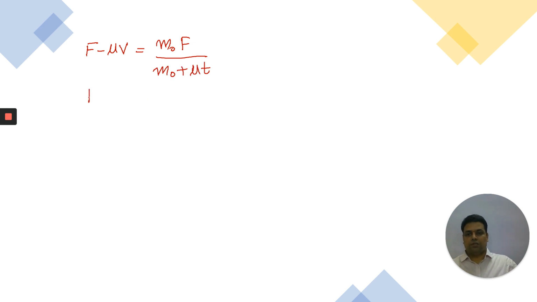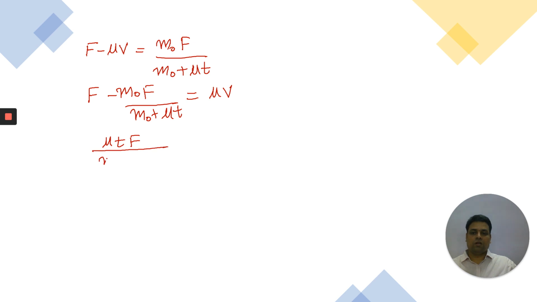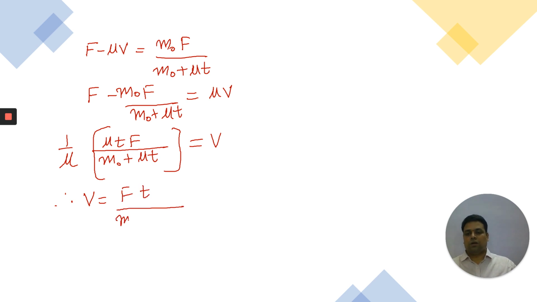So let me rearrange. I would have (F − m₀F/(m₀ + μt)) equal to μ times v, and we would have μt F/(m₀ + μt) multiplied with 1 by μ equal to v. Therefore, we get velocity as Ft/(m₀ + μt).